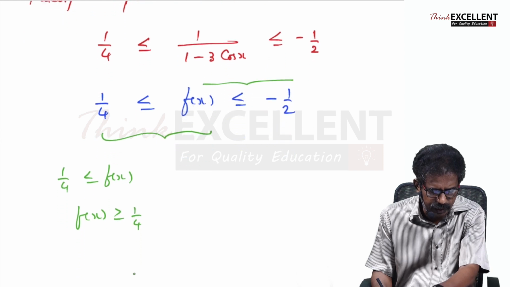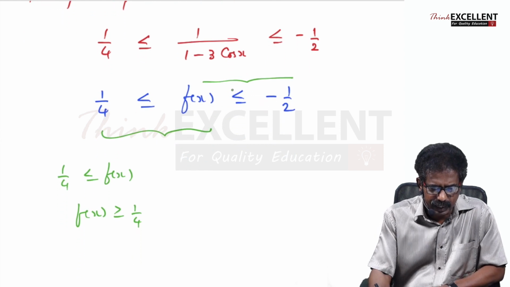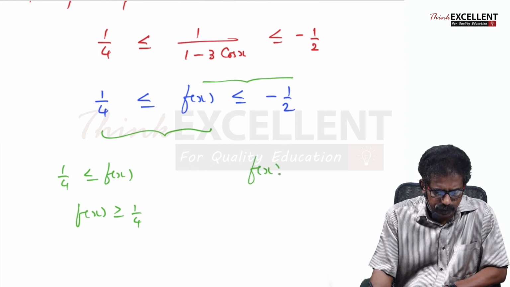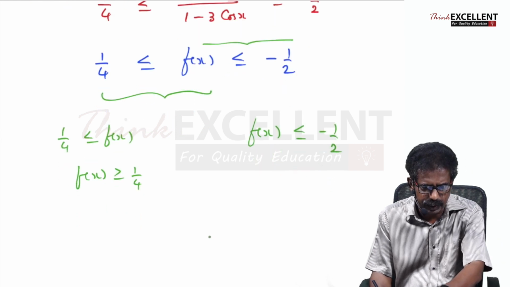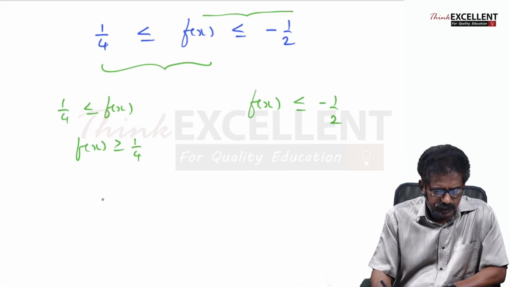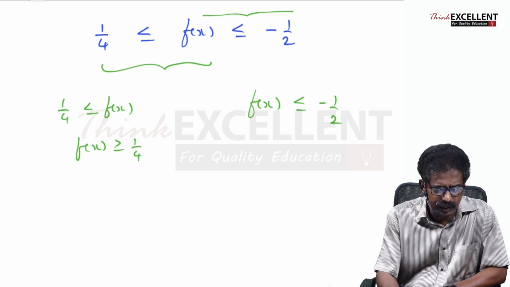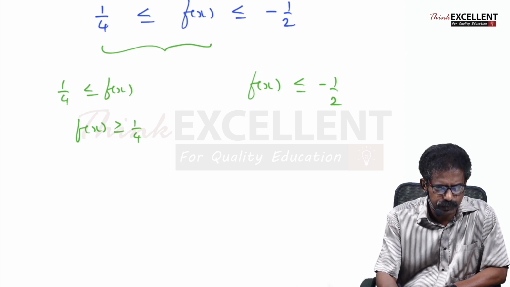f(x) is greater than or equal to 1/4. And the other one is f(x) is less than or equal to minus 1/2, right? So these are the two areas you are getting. One is f(x) greater than or equal to 1/4.